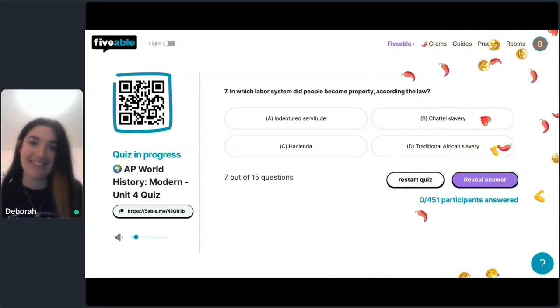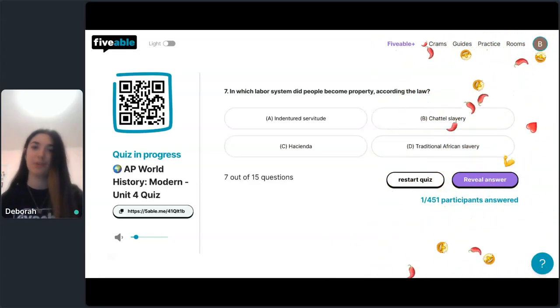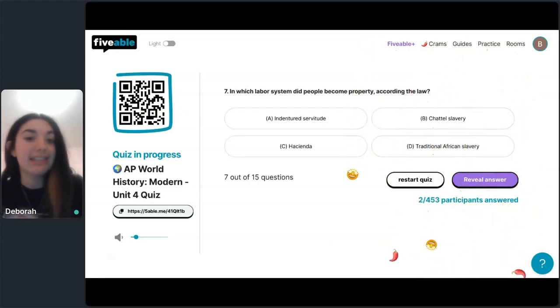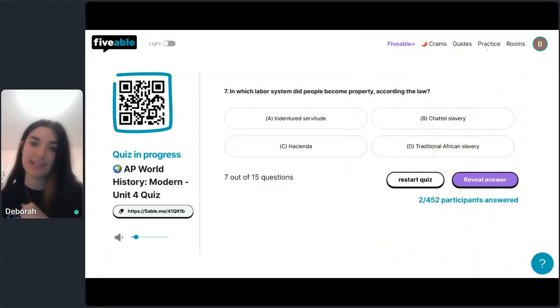In which labor system did people become property according to law? Was it indentured servitude, chattel slavery, hacienda system, or traditional African slavery?